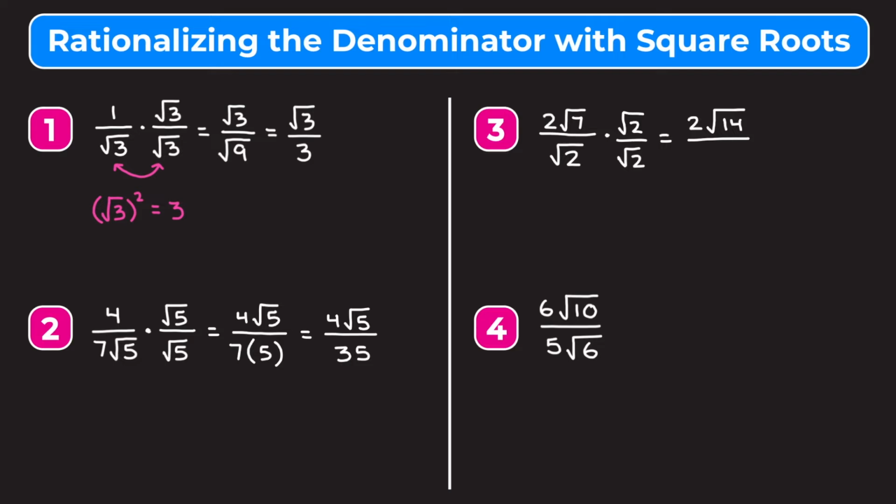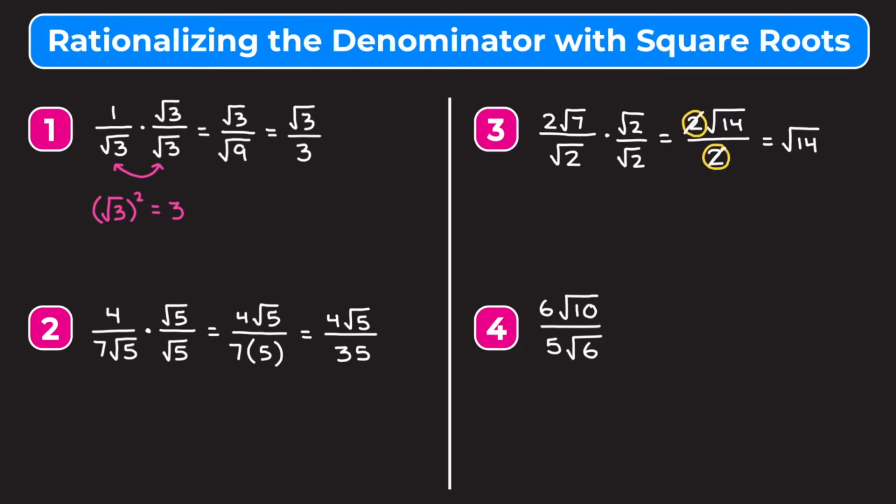On the bottom, if I multiply a square root by itself, I'm just left with the number under the root. So root 2 times root 2 is just 2. So I have 2 root 14 over 2. And now, because we have a 2 on the outside on the top of our fraction and a 2 on the outside on the bottom, we have a factor of 2 on the top and bottom. We can cross out those common factors. They simplify to 1. So we're just left with the square root of 14.